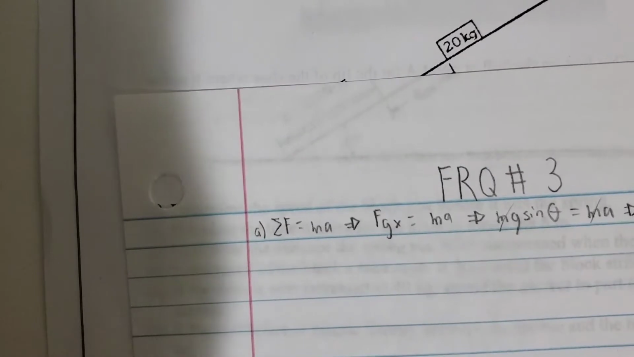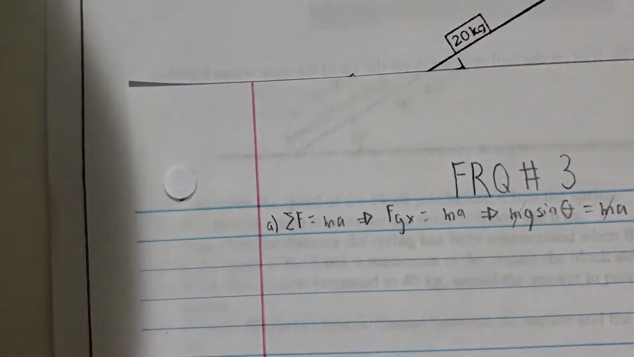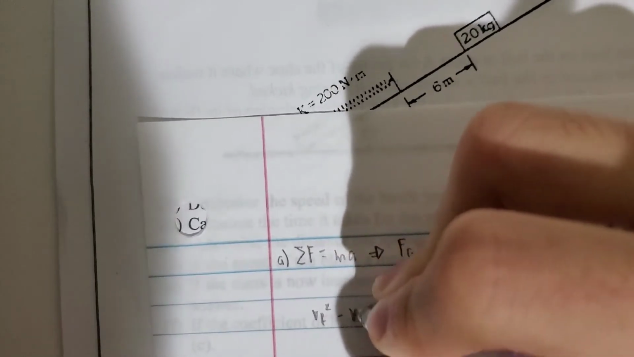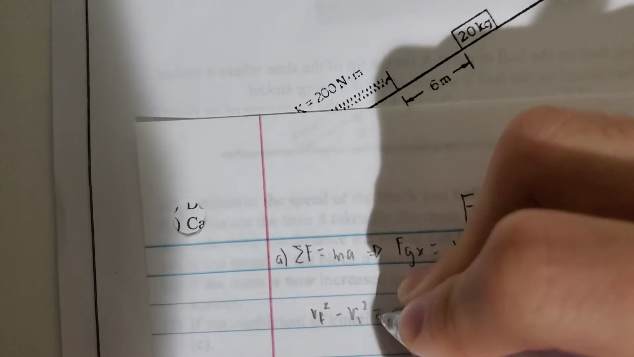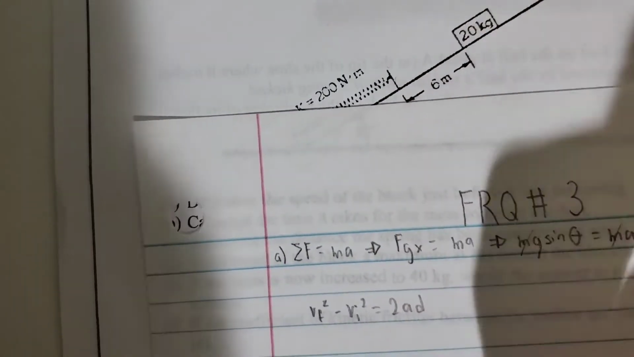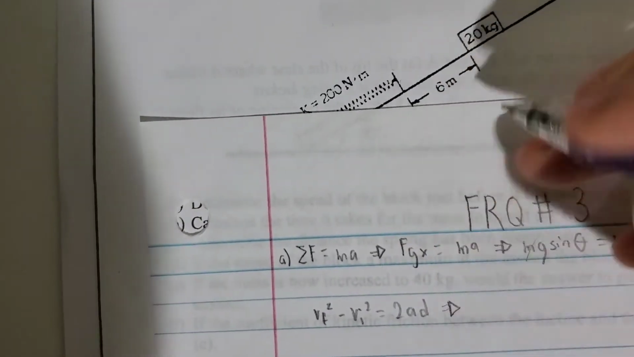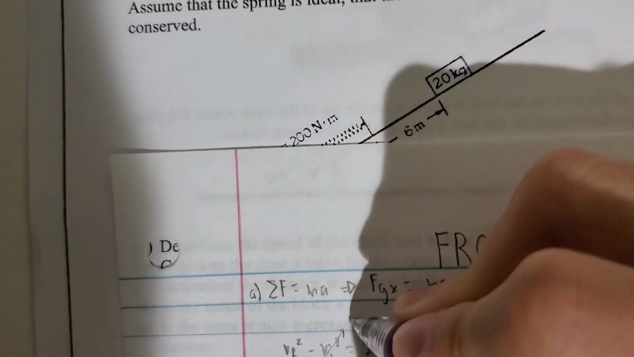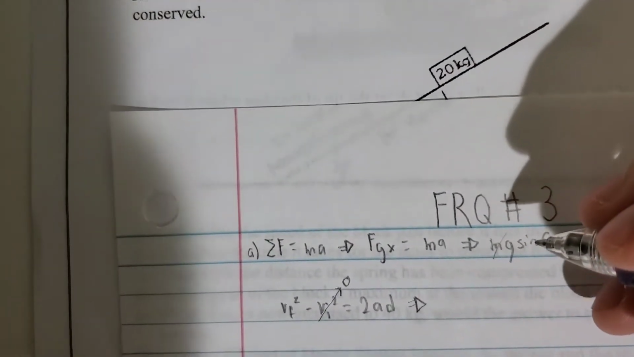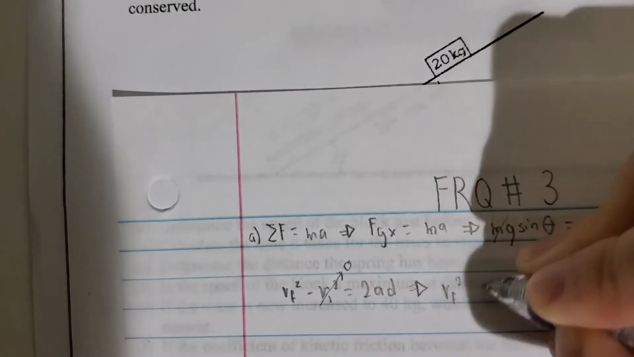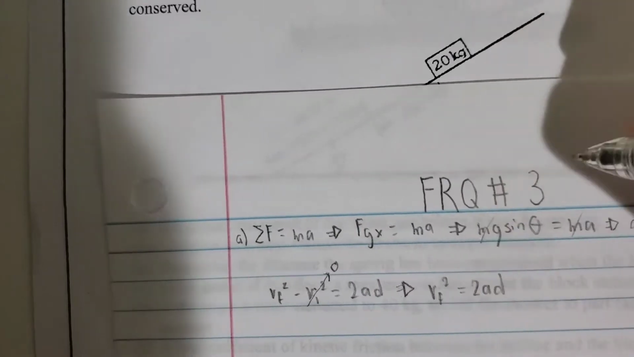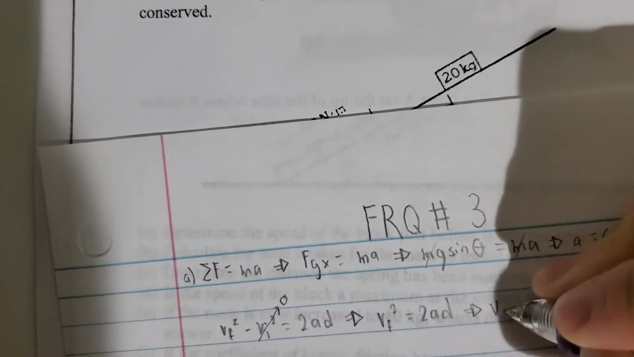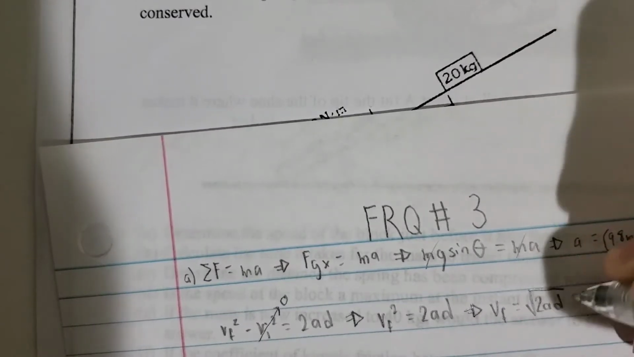So now that we have our acceleration, we can find our velocity at this point using this kinematic equation. Vf squared minus Vi squared is equal to 2 times the acceleration times the distance traveled. So in this scenario, when the block is right here, the velocity is 0, so the initial velocity will be 0, and this term will cancel out. So what we will have is Vf squared is equal to 2 times acceleration times distance. We're trying to solve for Vf, so we square root both sides. Vf is going to be equal to the square root of 2 times acceleration times distance.